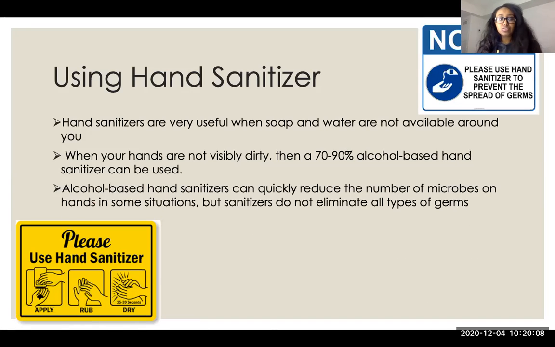All right, so now using hand sanitizers. Hand sanitizers can be helpful when soap and water are not available to you. And when your hands are not actually visibly dirty, then 70 to 90% alcohol-based hand sanitizer can be used. Alcohol-based hand sanitizers can quickly reduce the number of microbes on hands in some situations, but hand sanitizers do not eliminate all germs, which is why it is more important to wash your hands when you can. But hand sanitizer is also a good supplementary way you can keep your hands clean if water and soap is not available to you.